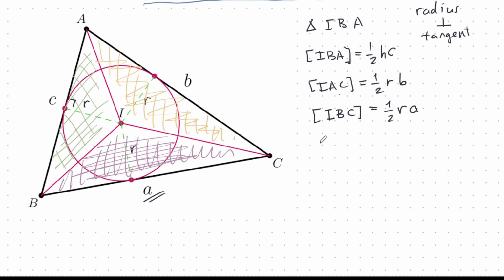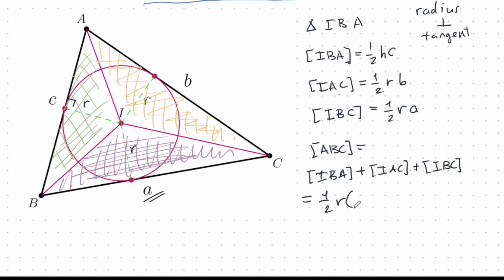Right, so I can now compute the triangle ABC area by just adding all this stuff up. That's IBA area plus IAC area plus IBC area, and that's equal to 1/2. Let's factor out the R, and it's C plus B plus A. And in terms of the semi-perimeter, that's RP. And so we have this incredible formula. It's just like incredibly beautiful. Area of ABC is RP.